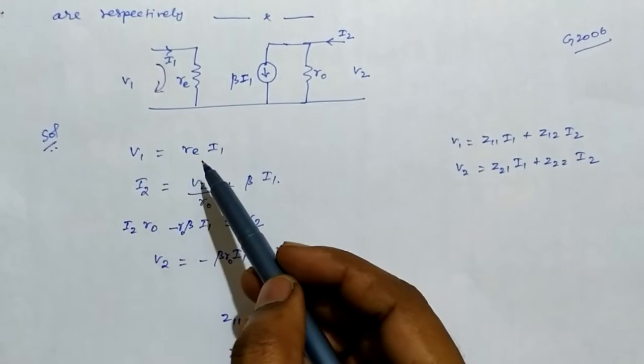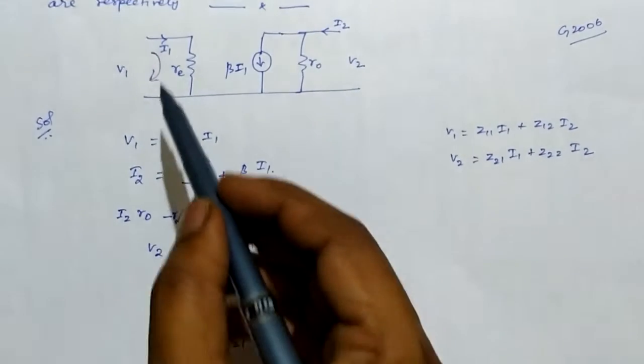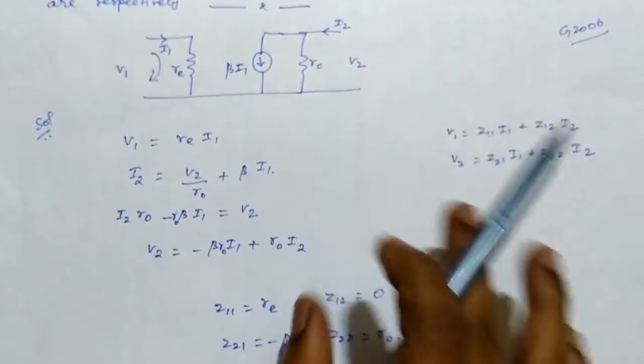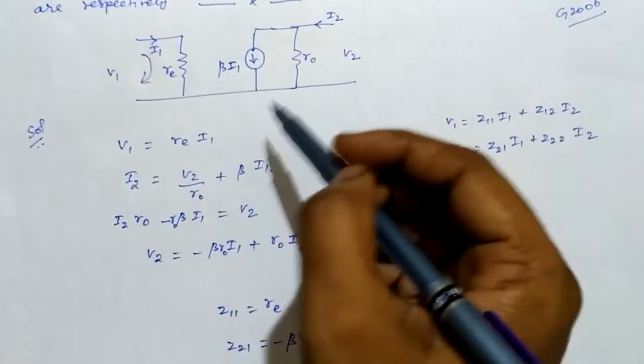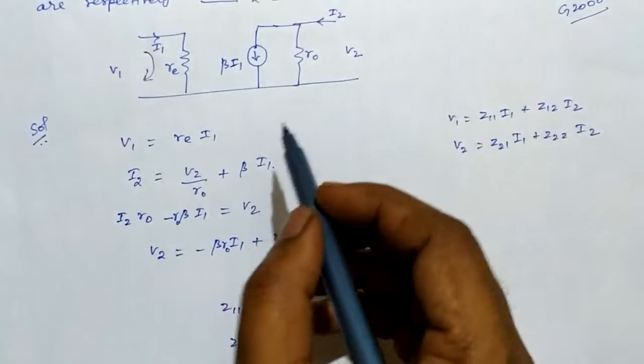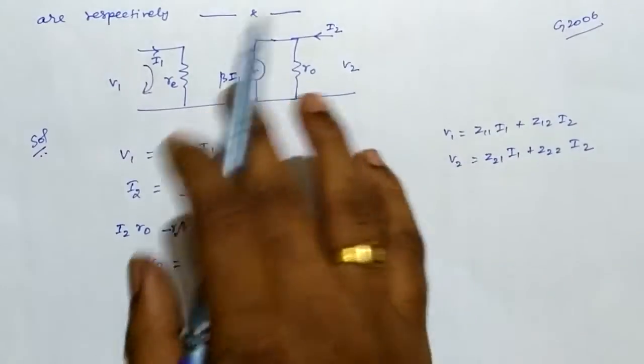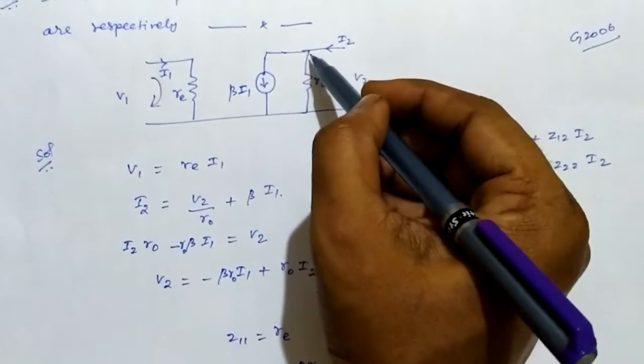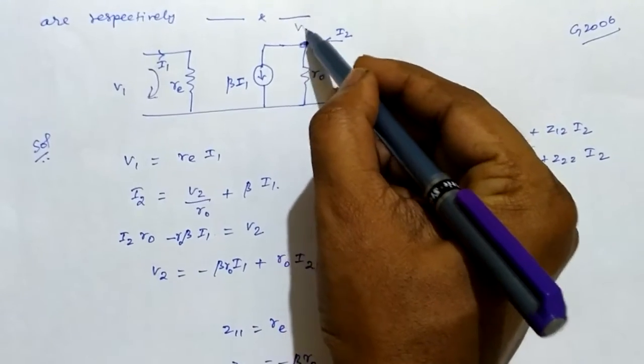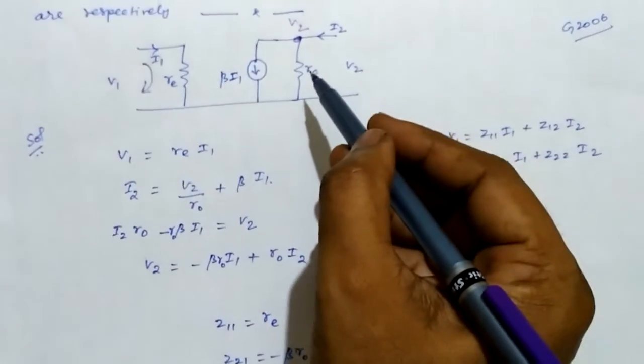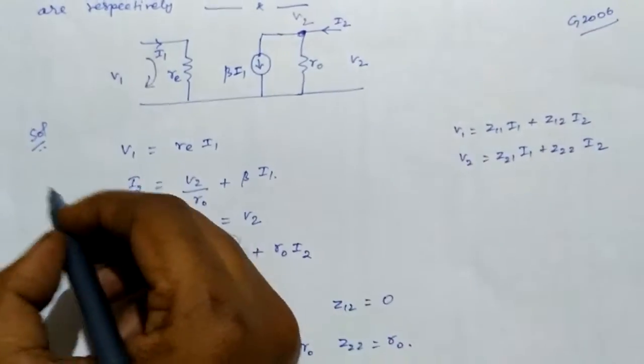V1 is equal to RE into I1. This is the input voltage. Now, this is the first equation. Now coming to the second, the output side, at this node we have the voltage V2. At this node, apply Kirchhoff's current law.